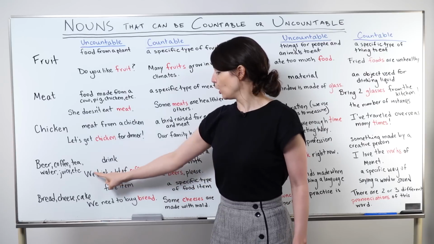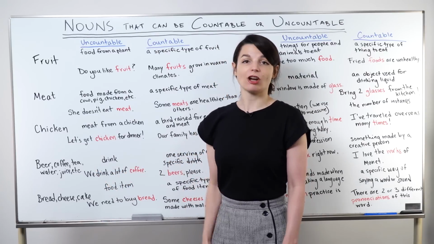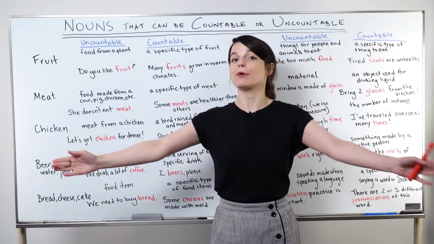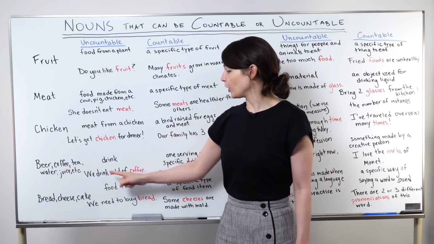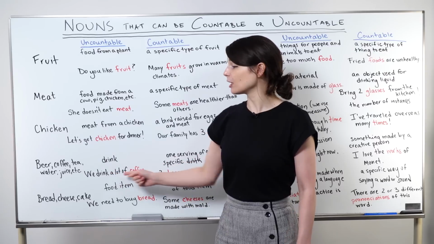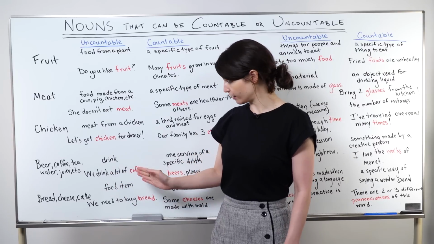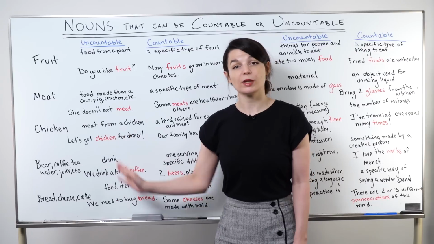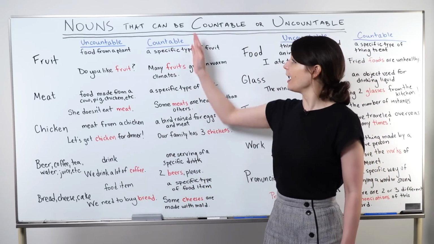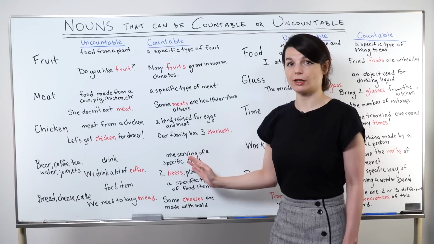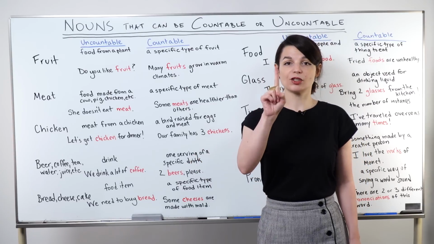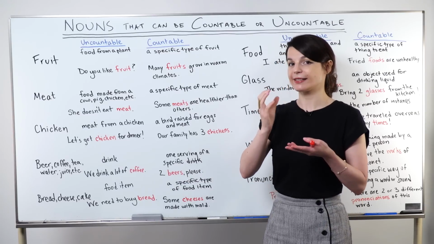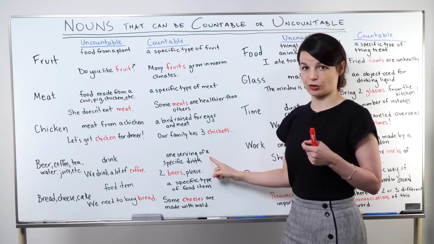For example, we drink a lot of coffee. So this coffee just means in general, as a type of drink. We could say we drink a lot of beer, we drink a lot of water, a lot of juice, and so on. This is as an uncountable noun. When we use one of these words as a countable noun, however, it means 1 serving. So usually here, like a cup or a glass of a specific drink.